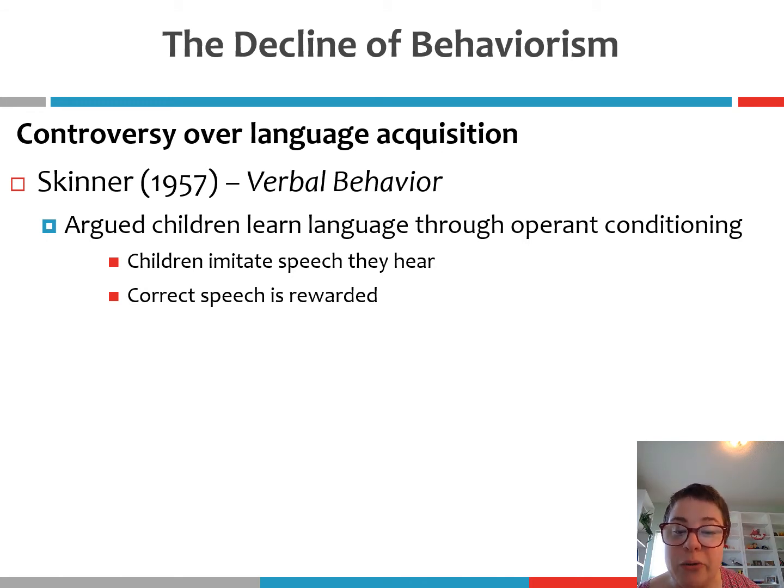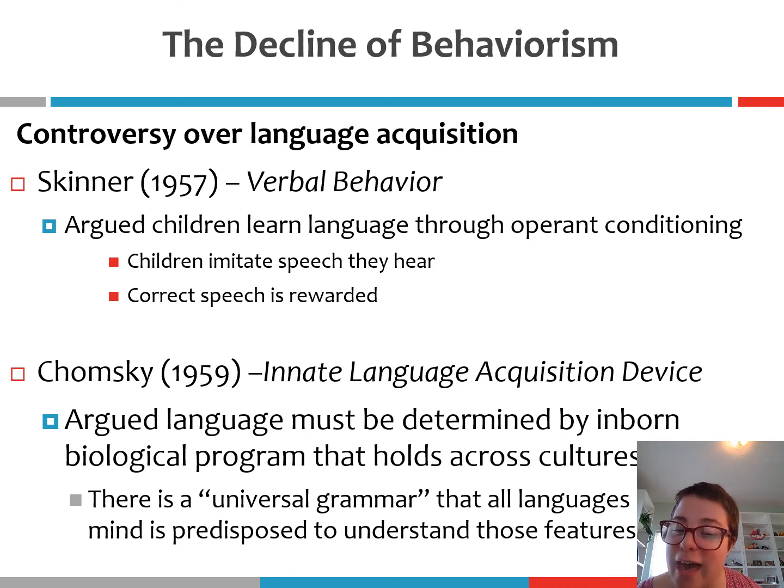So Skinner argues that that is literally how we acquire our entire vocabulary, right? It's just at random, we imitate the speech that we hear, and the correct speech is rewarded. And so every word that we know in our vocabulary is the result of random utterance followed by reward.